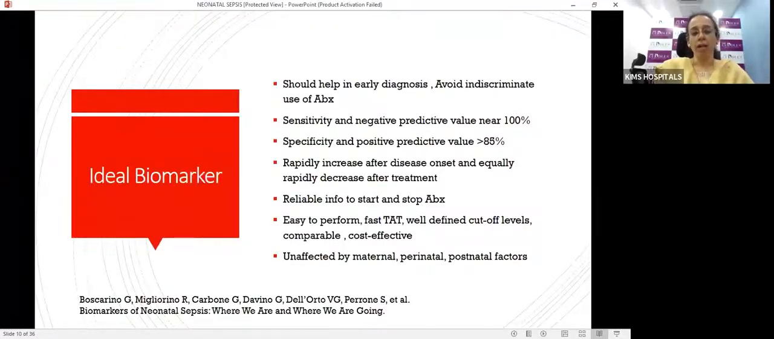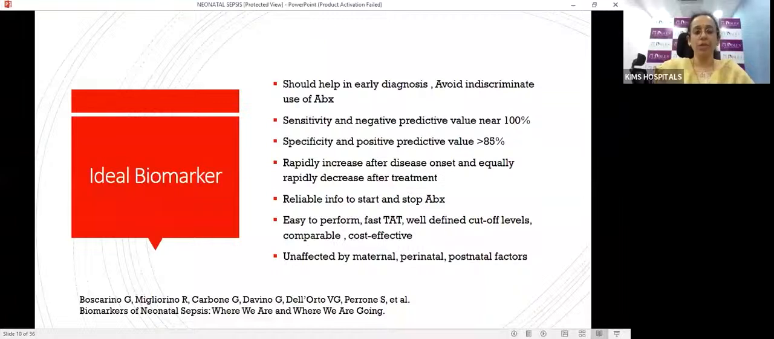An ideal biomarker should always help us in initiating early antibiotic use, and it should help in early diagnosis, and it should also help in antimicrobial stewardship, that is, avoid indiscriminate use of antibiotics. The sensitivity of such a biomarker and negative predictive value should be near 100%, whereas the specificity and positive predictive value should be more than 85%. This biomarker should rapidly increase after the disease onset and equally rapidly decrease after treatment.